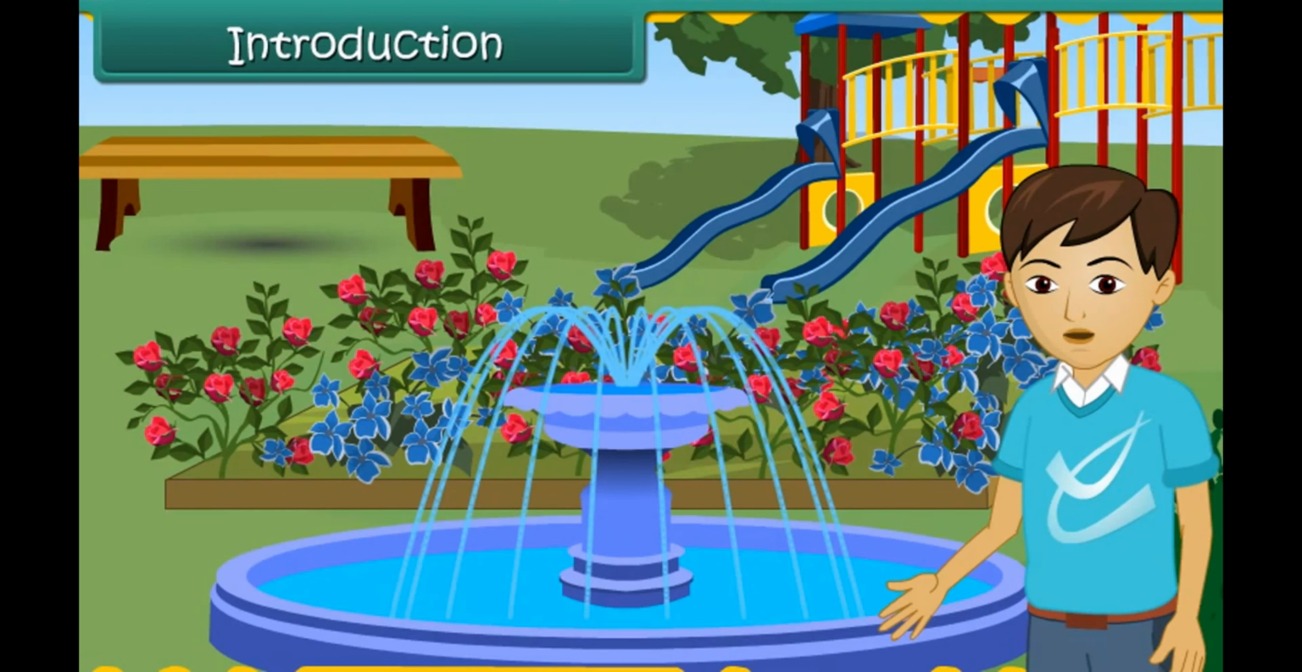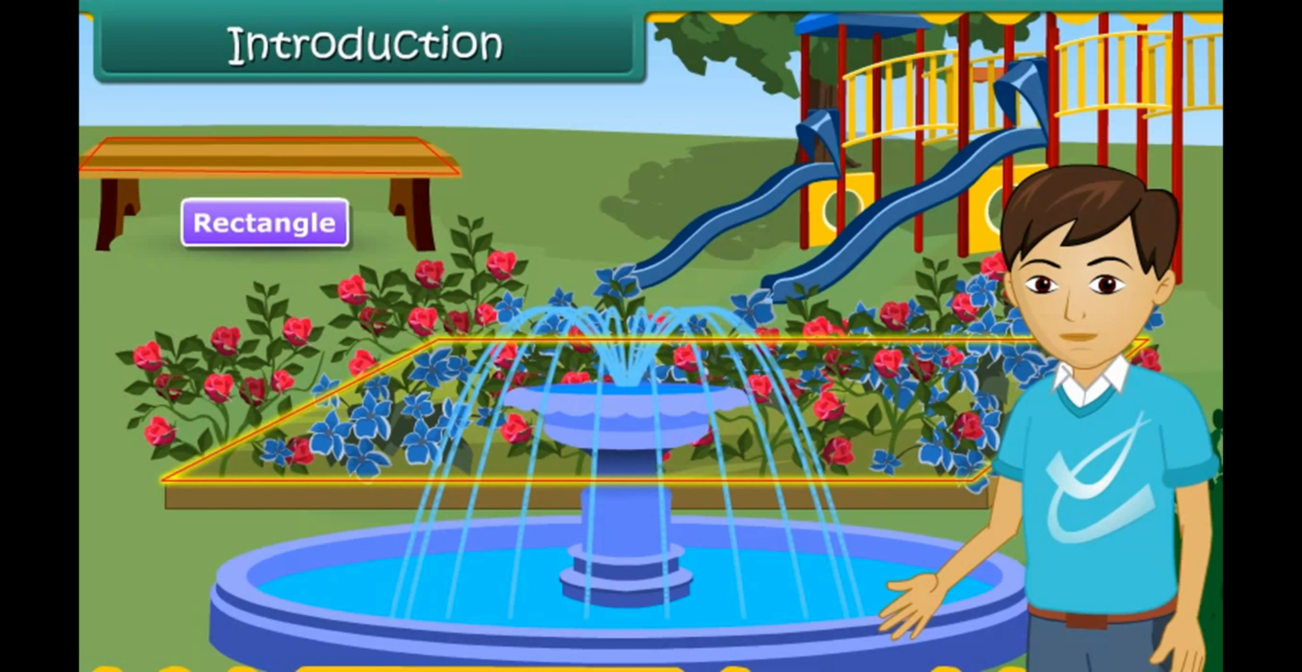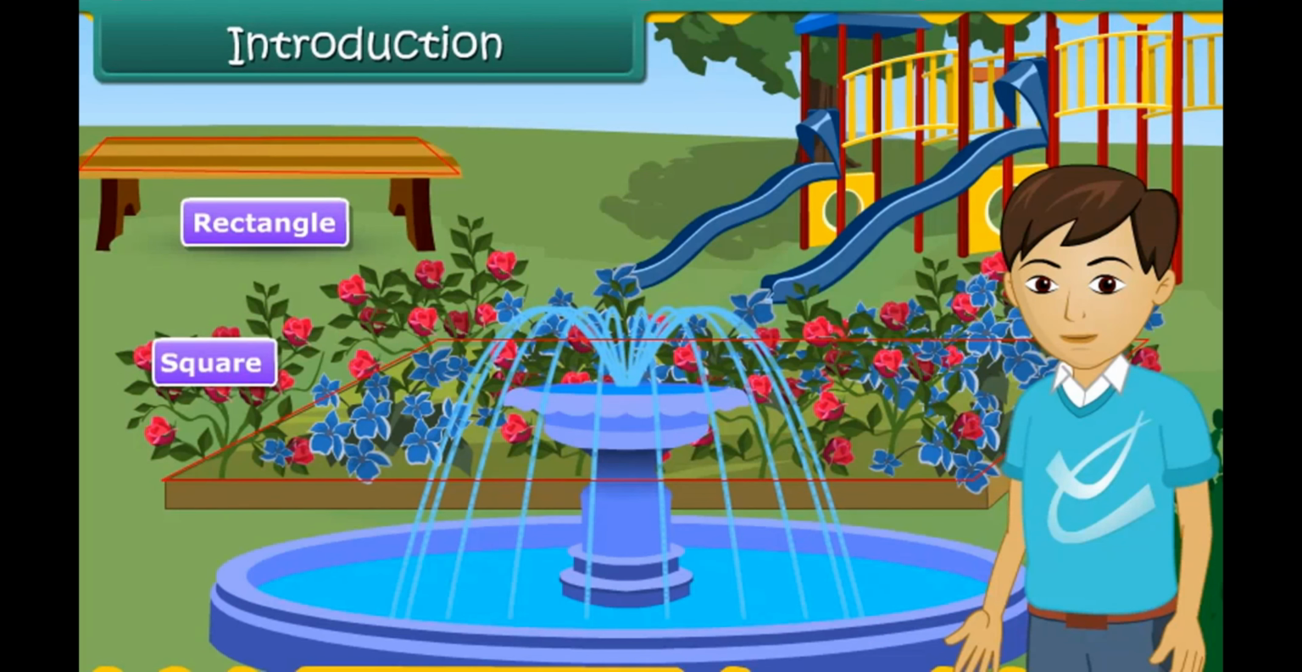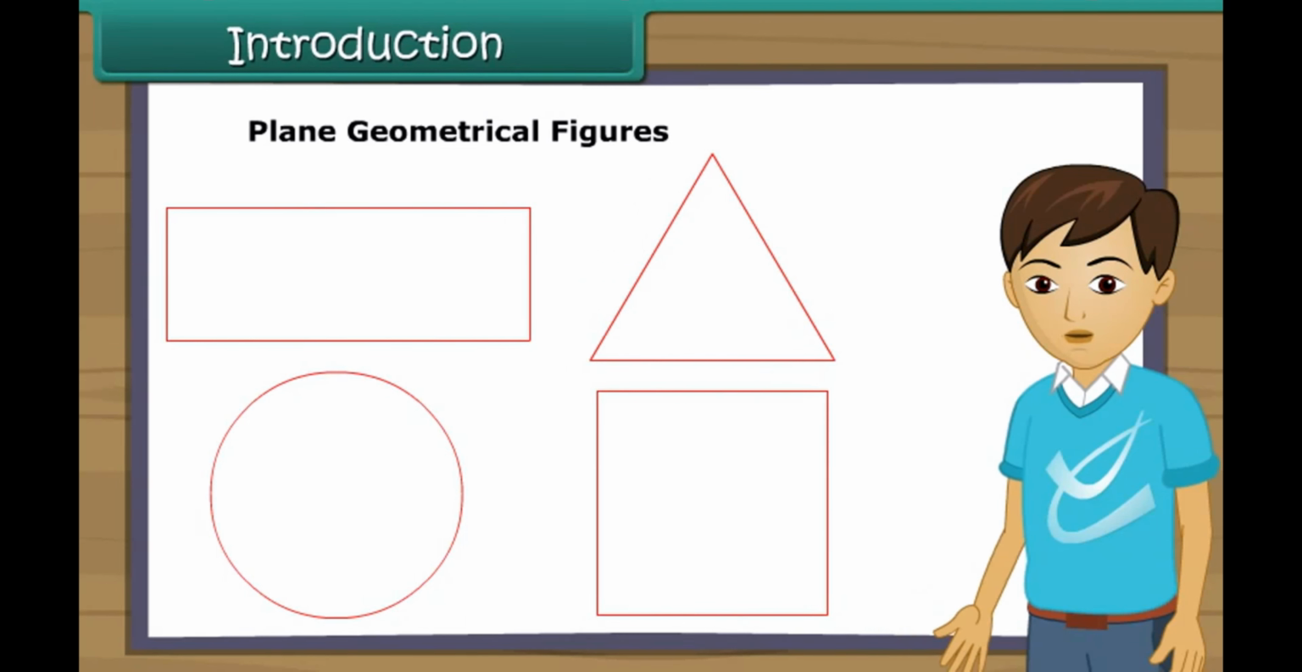Children, now analyze the shapes of different objects in this picture. The shape of the bench is a rectangle. The shape of the flower bed is a square. Slider's shape is a triangle. The shape of the fountain pond is a circle. These are called the plane geometrical figures. In this lesson, we will learn the properties of different geometrical figures.